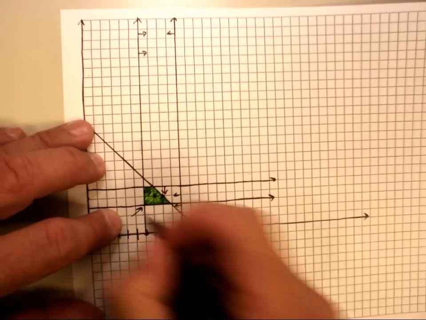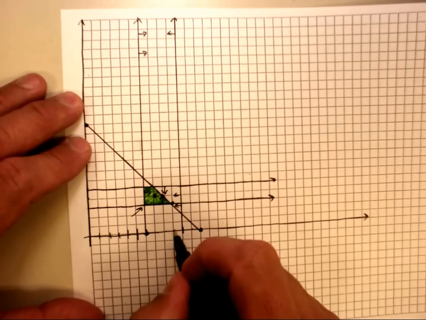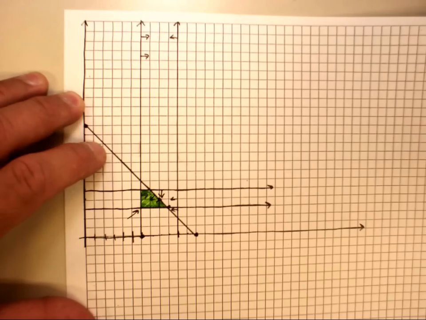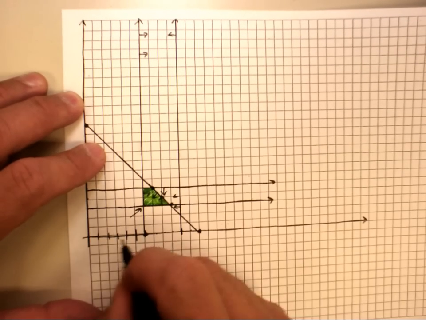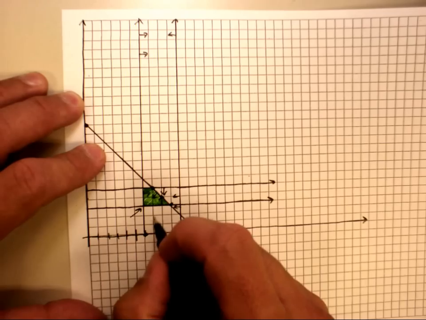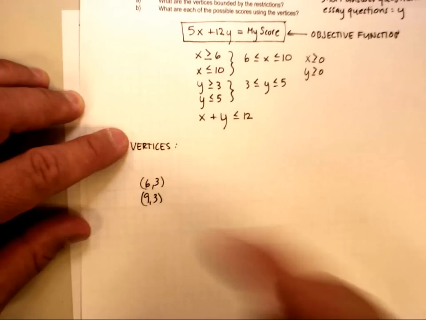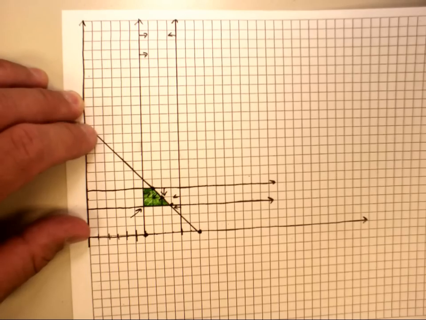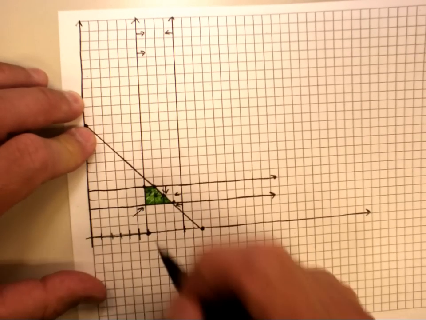That's this one. This next vertex over here looks like it's 6, 7, 8, 9, 3. So 9, 3. Another vertex looks like it's this one here, so 6, 7, 1, 2, 3, 4, 5, 7 and 5. And finally, this last vertex is this one right here, which looks like it's 6 and 5.